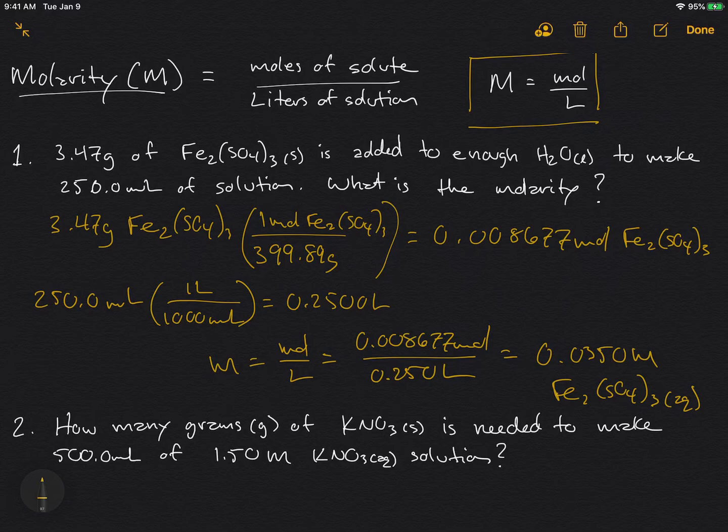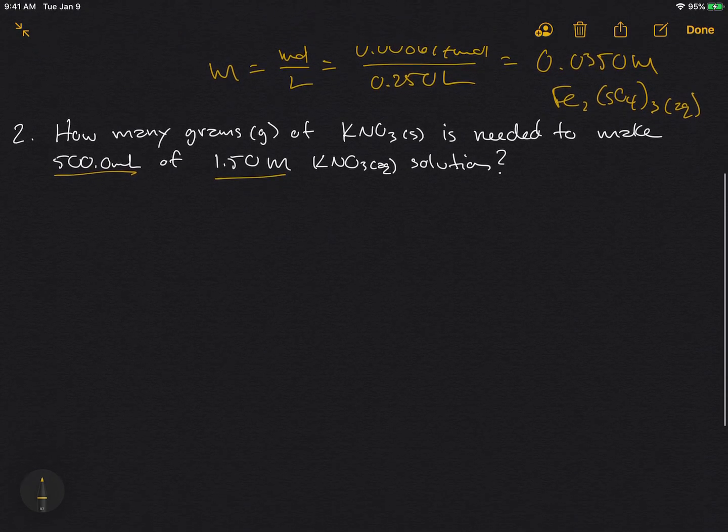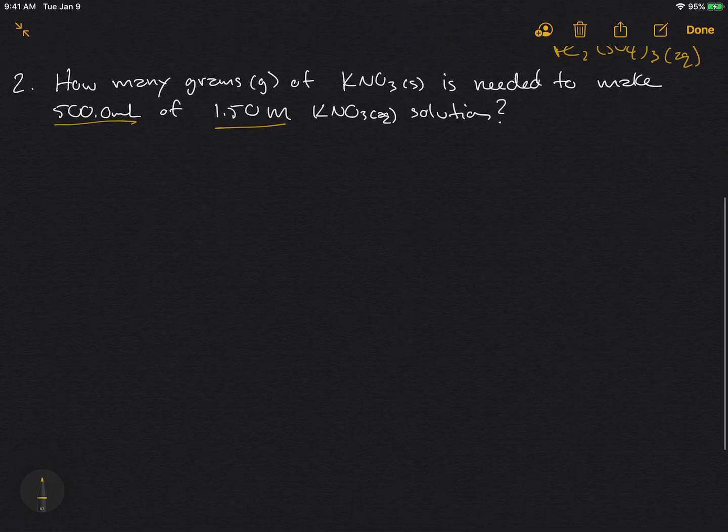The second problem here says how many grams of potassium nitrate is needed to make 500 milliliters of 1.5 molar potassium nitrate aqueous solution. So this is a very practical problem, and this is asking us, how many grams of solid would we need to weigh out in the lab to make this much, 500 milliliters of this concentration, 1.5 molar potassium nitrate solution.